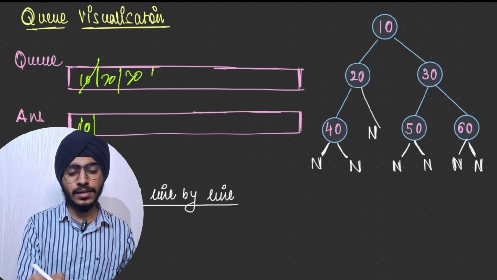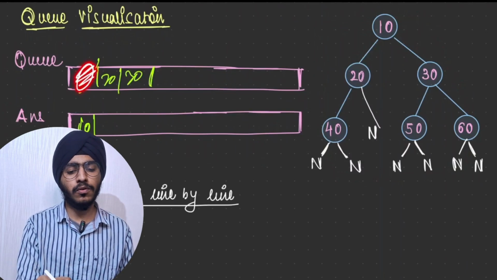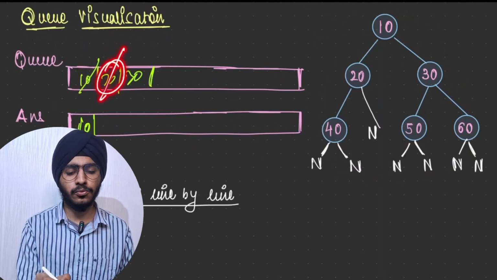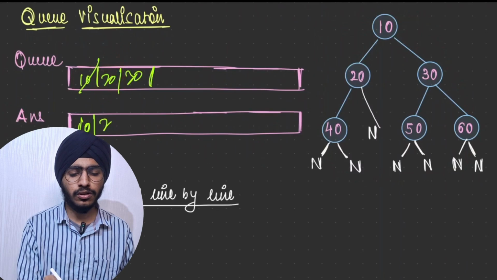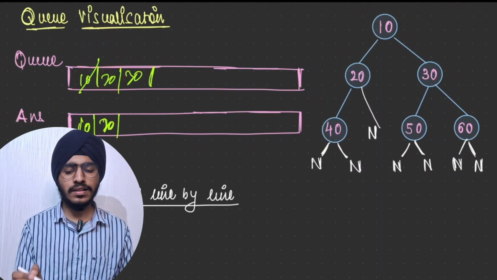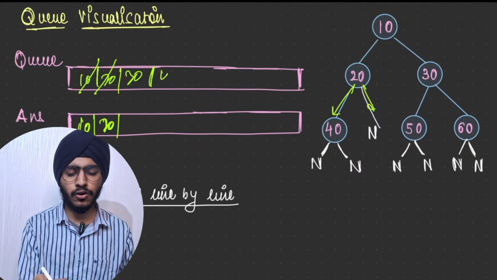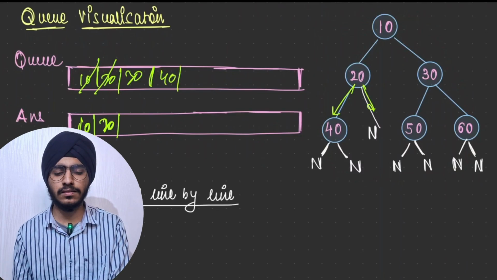Now we come to 20, because 10 is always popped out. 20 will say pop me out from the queue. So we'll pop it out and push it into the answer. And 20 will say, where is my left? 40. Where is my right? Null. So let's add 40 only because right doesn't exist.